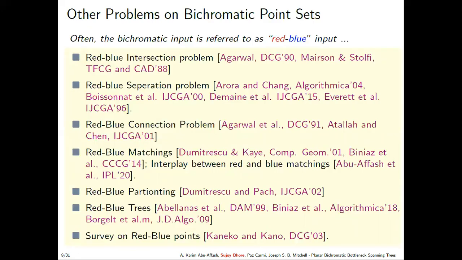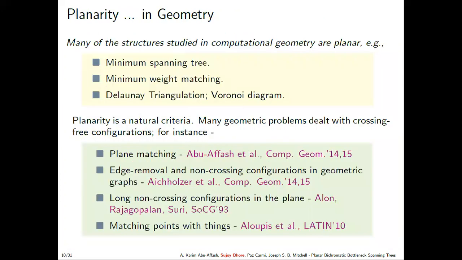There are numerous works on bichromatic point sets, which are often referred to as the red-blue input in the literature. For instance, there is work on red-blue intersection problems, separation, red-blue connections, different variants of red-blue matchings and the interplay between red and blue matchings, red-blue partitioning problems, and different types of red-blue trees. There is a nice survey by Kaneko and Kano on red-blue points.